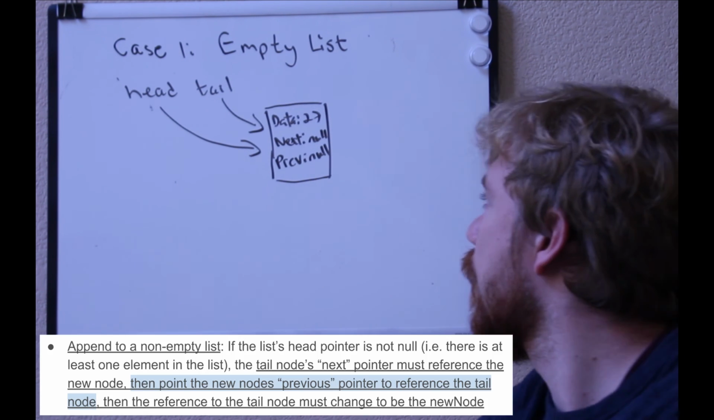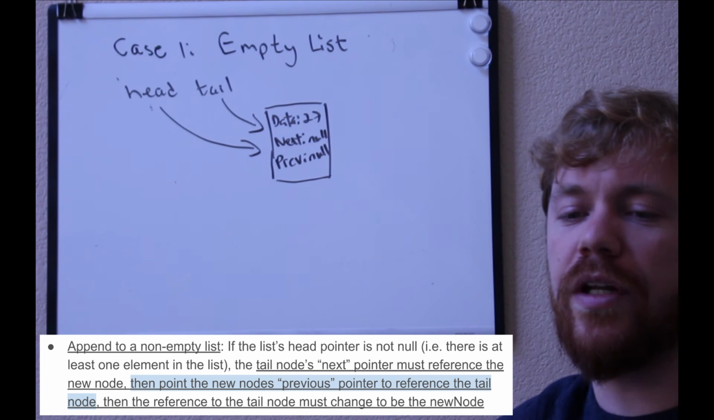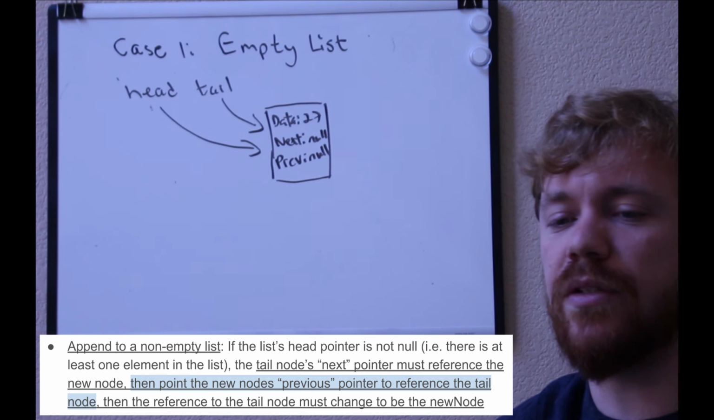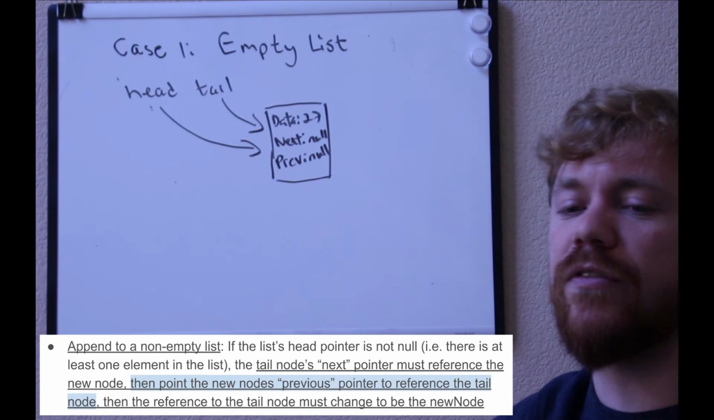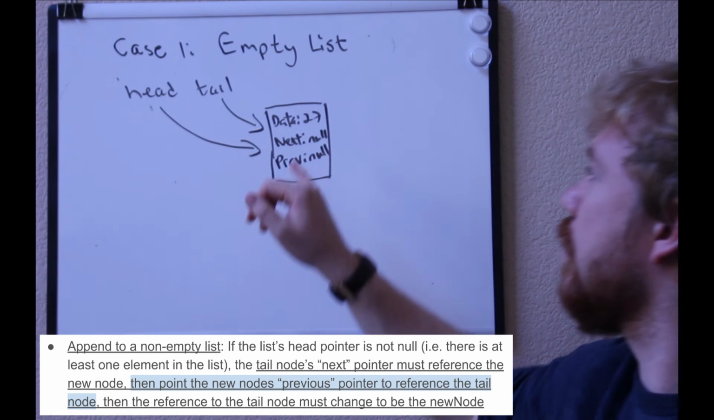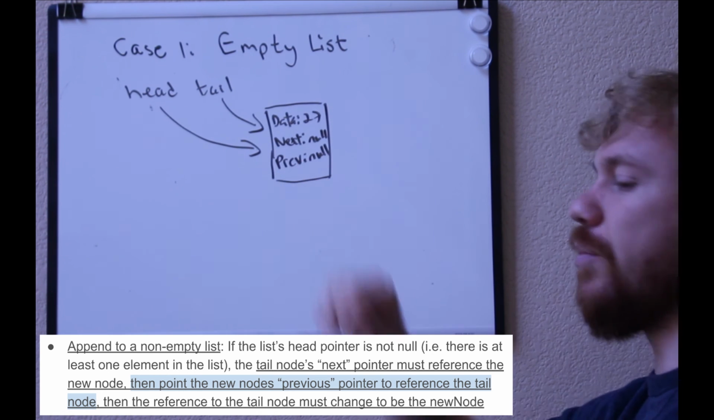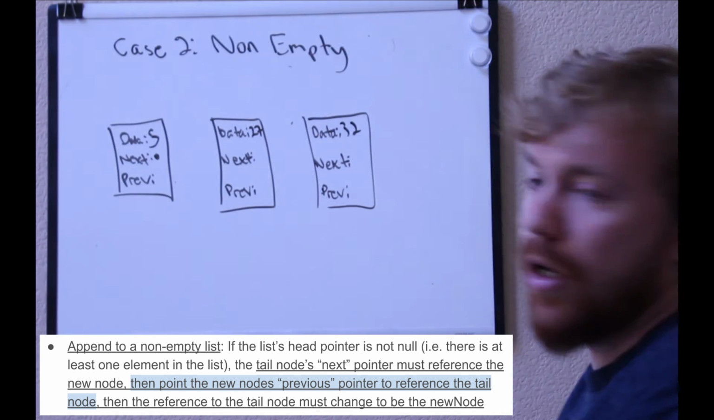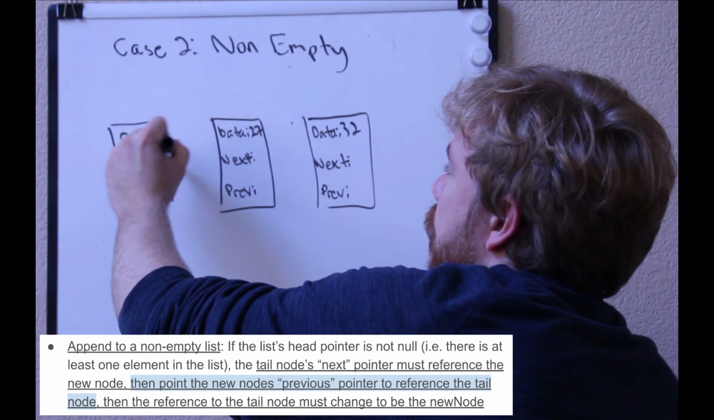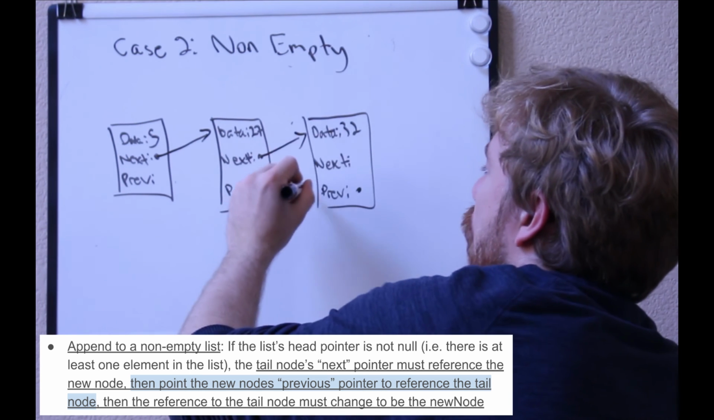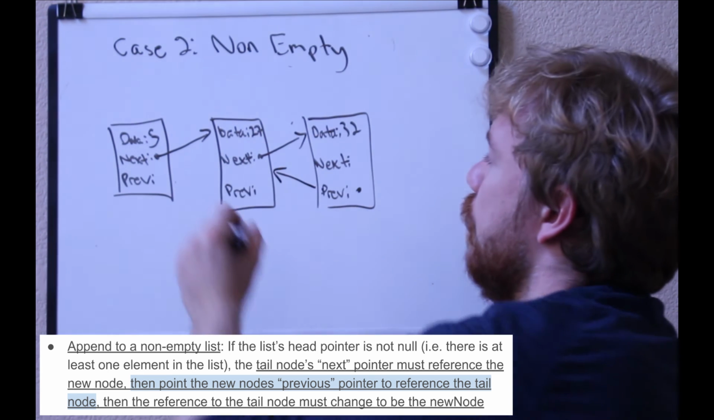The non-trivial case is when you already have items in your linked list, in other words a non-empty list, and now you have to fix not just the next reference, but the previous reference too. And so to start, the next always points to the next node, and the previous always points to or references the previous node.